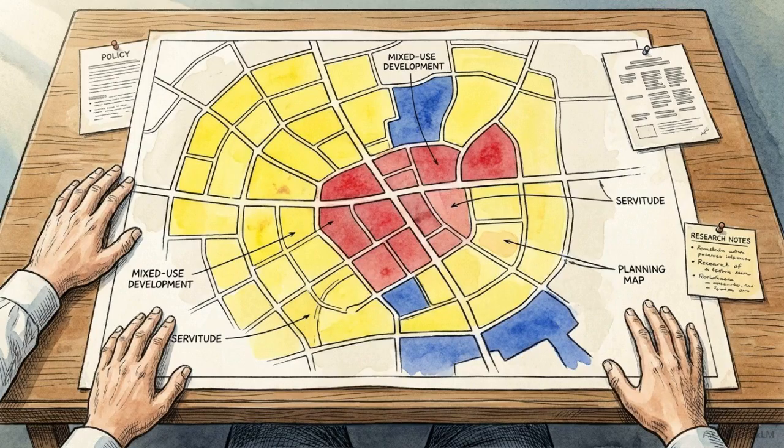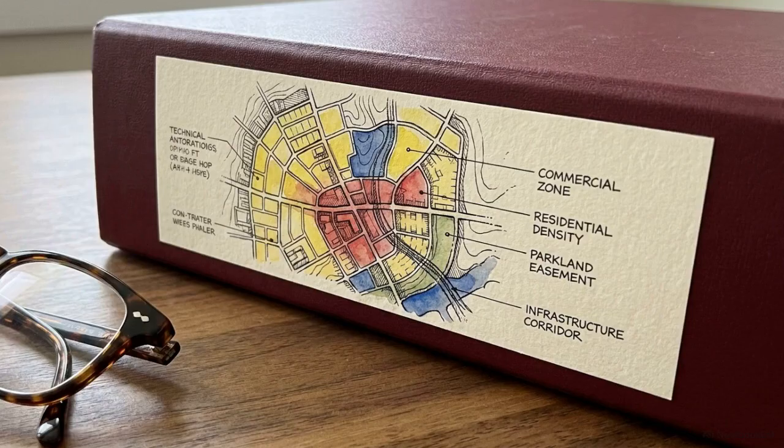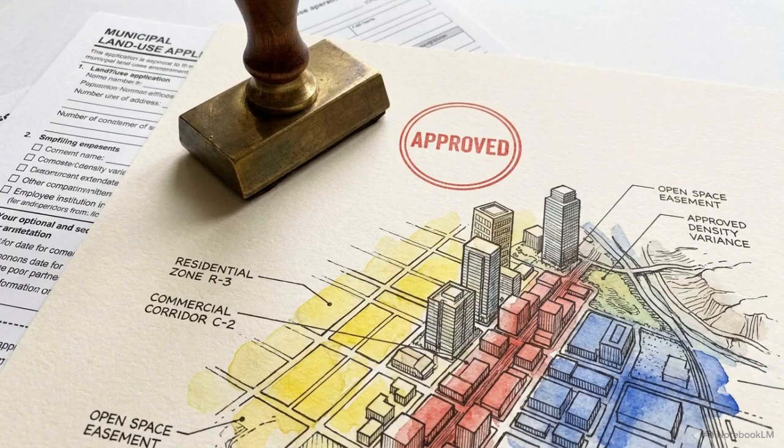Category A covers planning investigation and plan formulation, which includes tasks like drafting spatial plans and conducting policy research. Category B is planning administration and implementation. This focuses on statutory town planning, zoning schemes, and handling SPLUMA applications.